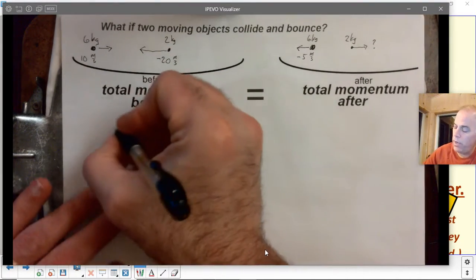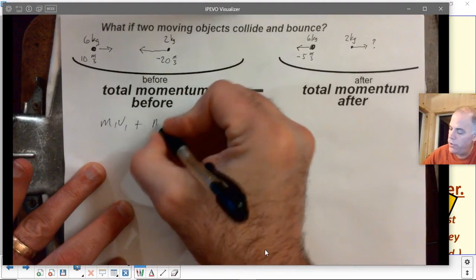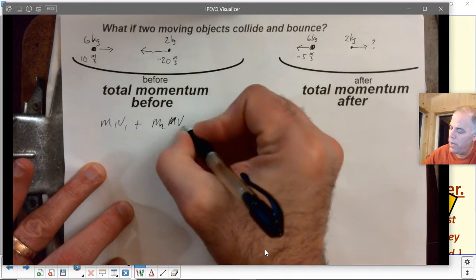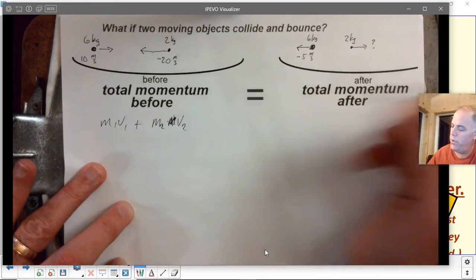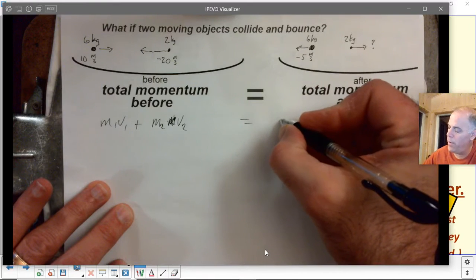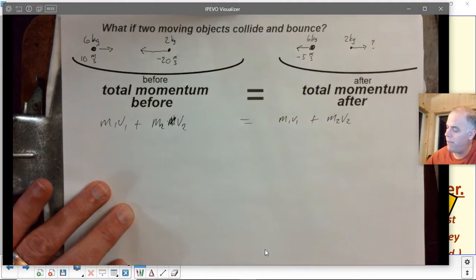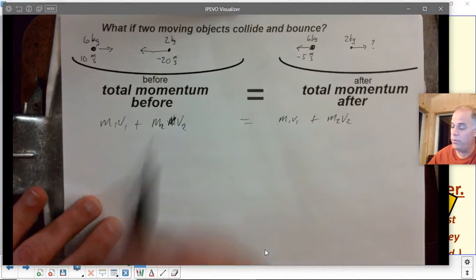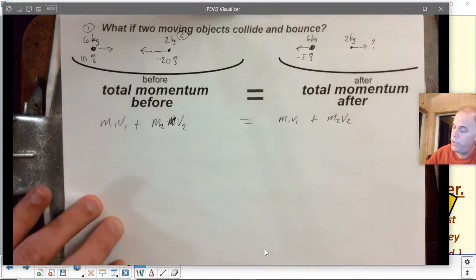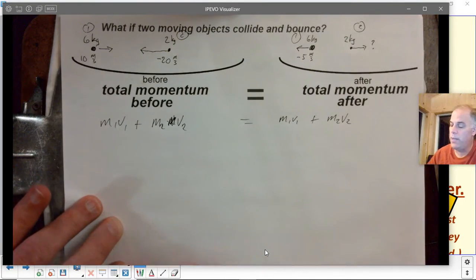We're going to use our conservation of momentum equation. So m1v1 plus m2v2 is the total momentum before, and that's going to equal the total momentum after: m1v1 after plus m2v2 after. Now we just start plugging in values. We're going to call this one object 1 and this one object 2, just to keep them sorted out.